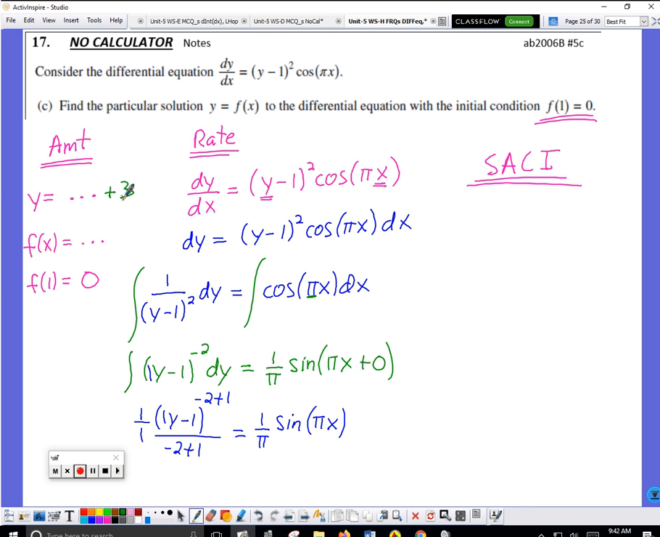When I'm going backwards, I have to account for the fact that there might have been something. So just like when we're finding antiderivatives, we use the rules. When we're all done, we just remember, oh yeah, we could have had a plus c. Like that.